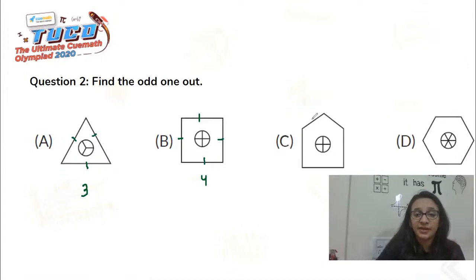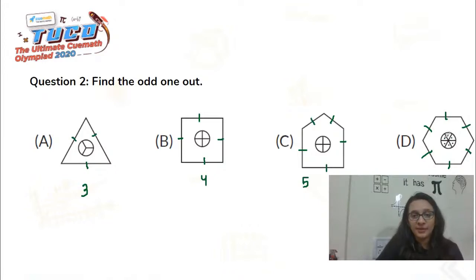Going to option C, we have the outer shape having sides 1, 2, 3, 4, 5. That is, it is a pentagon with 5 sides, but the circle inside it, if you would see, has 4 equal parts instead of having 5 equal parts. Coming to the last option that we have, the outer shape has got 1, 2, 3, 4, 5, 6 sides to it. That is, it's a hexagon, and if you would see, the circle inside it also has got 6 equal parts, 1, 2, 3, 4, 5, and 6.